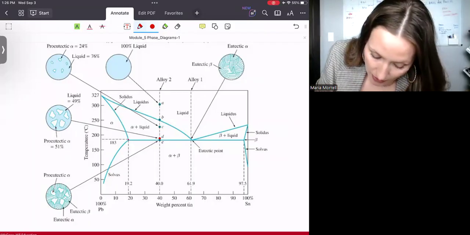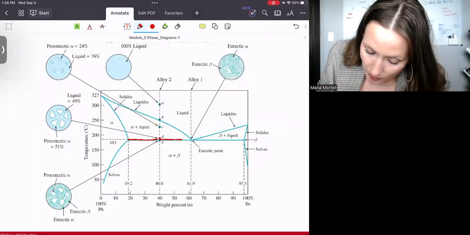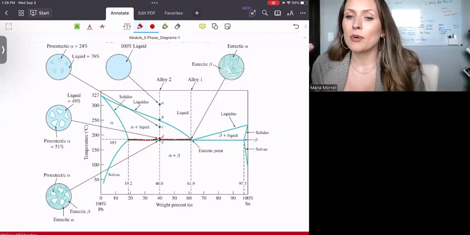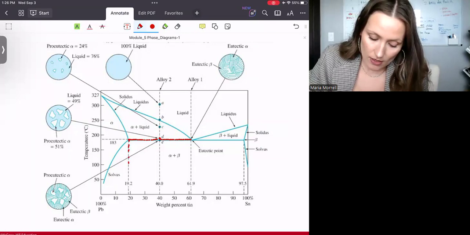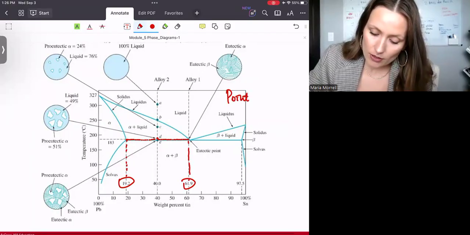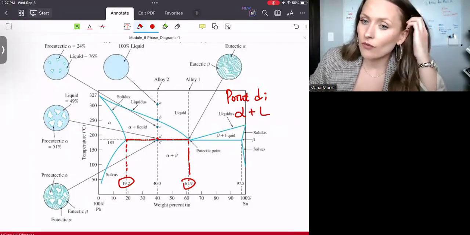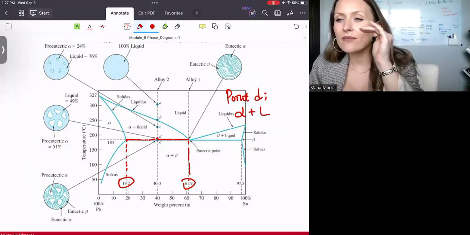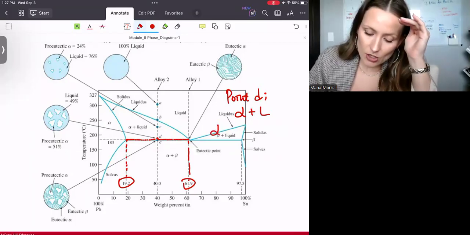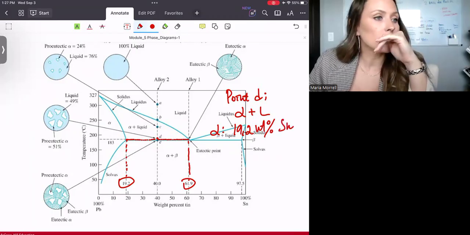So basically what I mean by that, if I am to draw the tie line, it's not that blue line, but it's barely above it. But this would allow me to use these numbers, right? This and this. So if I am in point D, and I'm going to put it right here, point D. The phases that are present, we have alpha plus liquid, right? Because we are in that envelope with tiny space above. Now the composition of alpha is going to be 19.2 weight percent tin, right?